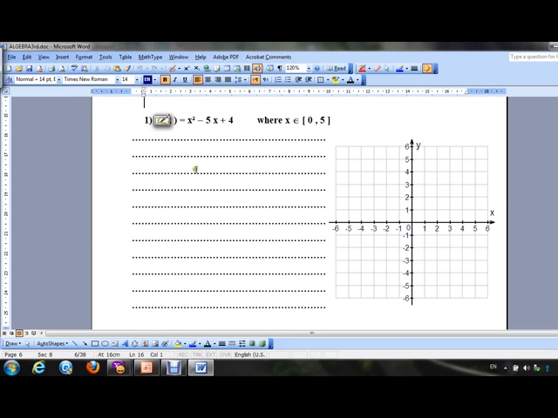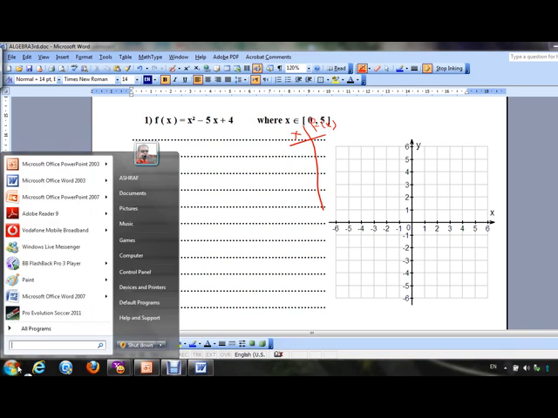f of x equals x power 2 minus 5x plus 4, where x belongs to the interval from 0 to 5. Okay, let's make a table for this graph. This is x and this is f of x. If you have a scientific calculator, you can do this using your scientific calculator.